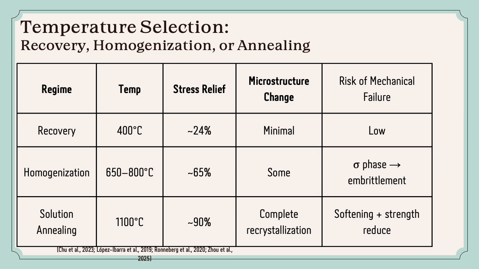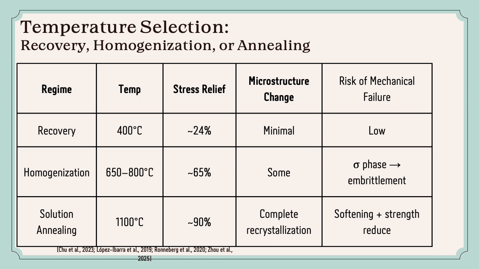At 650 to 800 degrees Celsius, homogenization provides greater stress relief, but this temperature range overlaps with the sigma phase formation region, which may lead to embrittlement. At 1100 degrees Celsius, solution annealing removes the most residual stress and causes complete recrystallization. However, it can also soften the material and reduce the strength.